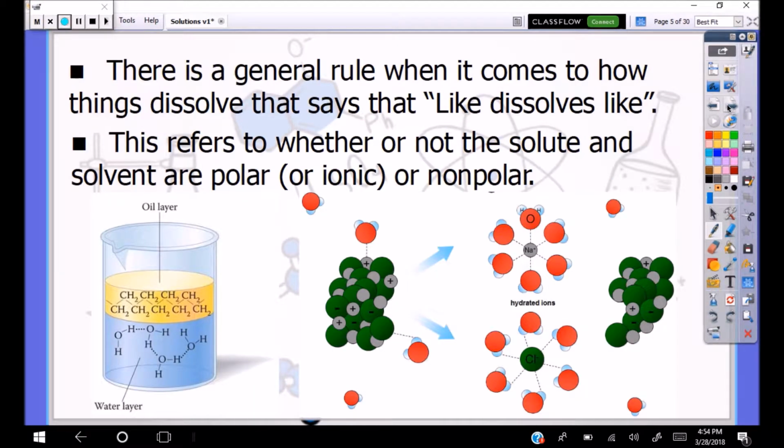And the reason this matters is because when we start looking at solutions, we always know oil and water don't mix, but that's because of the polarity of those things. You've got nonpolar and polar things trying to mix together. They don't mix because they experience different intermolecular forces. So our general rule is that like dissolves like. We know that things that are polar or ionic will dissolve in things that are also polar. We know that nonpolar things will dissolve in nonpolar substances. And again, it has to do with the type of intermolecular forces they experience when they come in contact with each other.